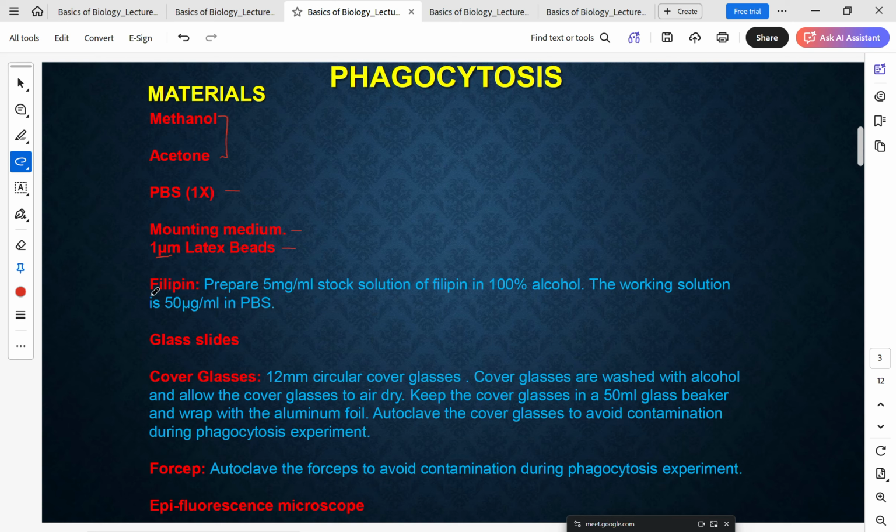Filipin, which is a dye that reacts with cholesterol. Glass slides for doing the mounting on. Cover glasses where the cells are grown on. And all of these cover glasses, glass slides, and forceps should be contamination free.